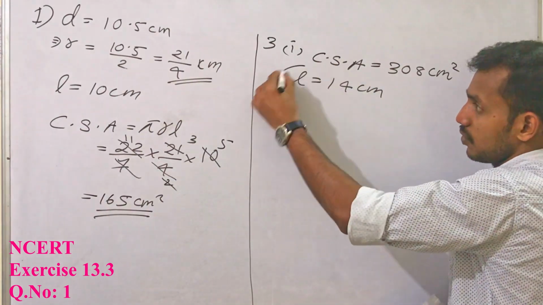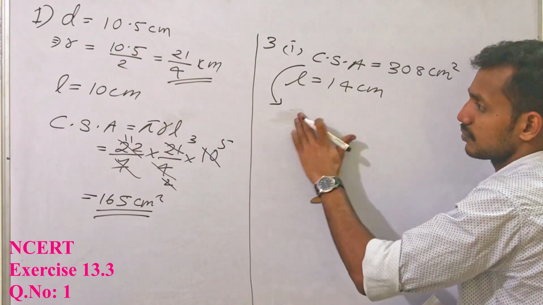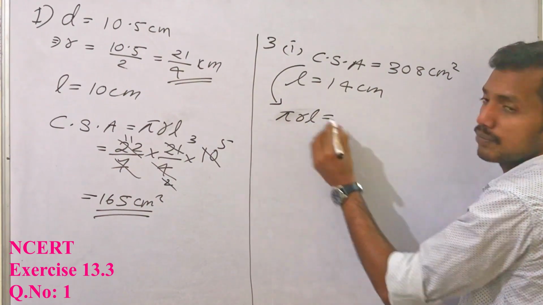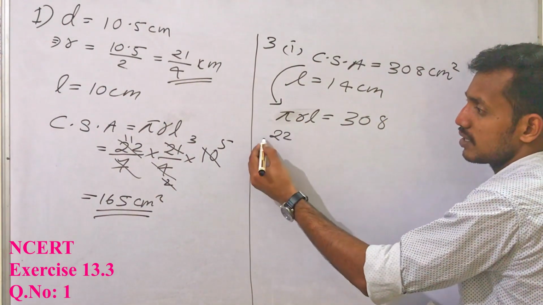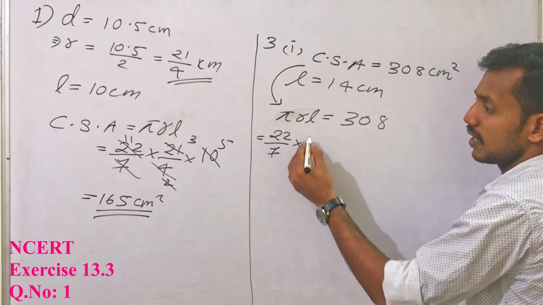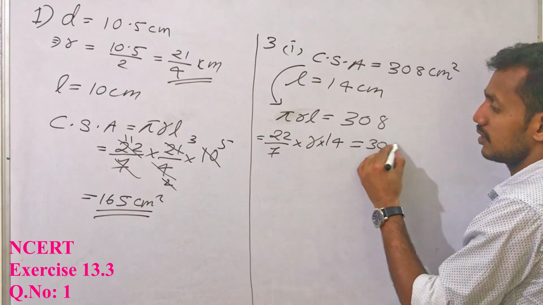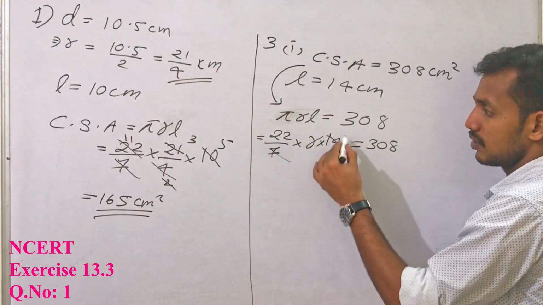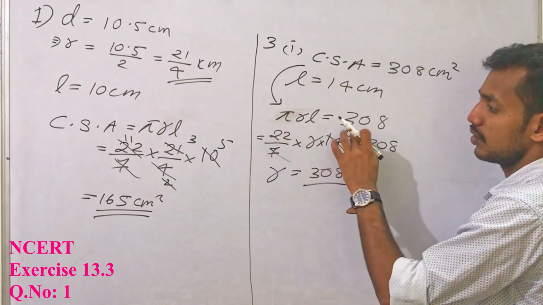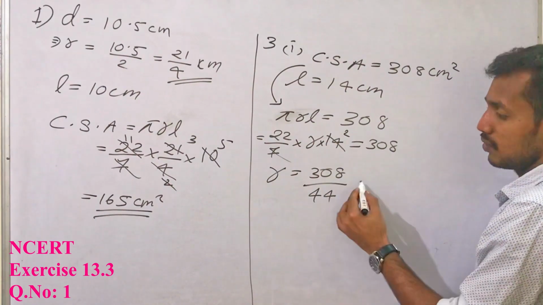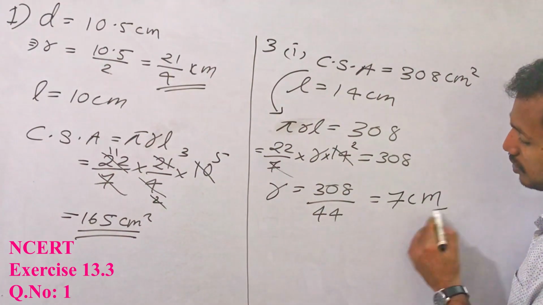What is the curved surface area formula? That implies pi r l is equal to 308. Substitute those values: 22 by 7 into the radius we have to find, keep it as r, and l is equal to 14, which is equal to 308. This cancels, and we will get 2. The radius is equal to 308 divided by 22 into 2, which is 44, so r equals 7 centimeter. Okay, so this is the radius.